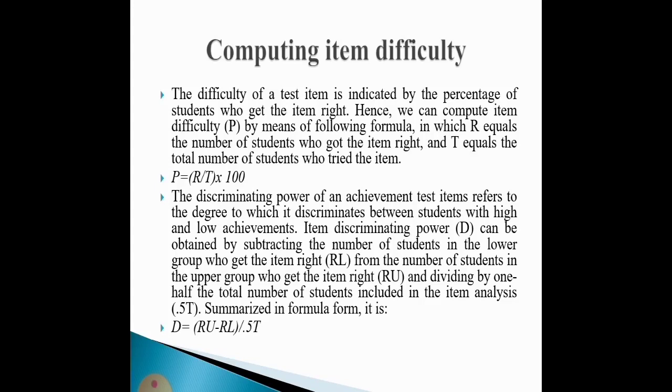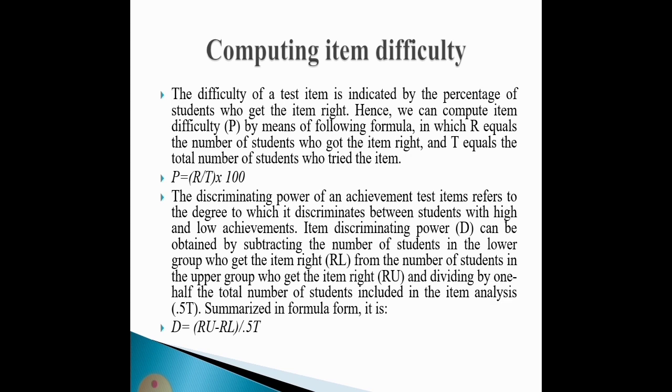कंप्यूटिंग एटम डिफिकल्टी जो है वो हमने कैसे मालूम करनी है। The difficulty of a test atom is indicated by the percentage of students who get the atom right. Hence, we can compute atom difficulty P by means of the following formula, in which R equals the number of students who got the atom right and T equals the total number of students who tried the atom. P is equal to R over T multiplied by 100.